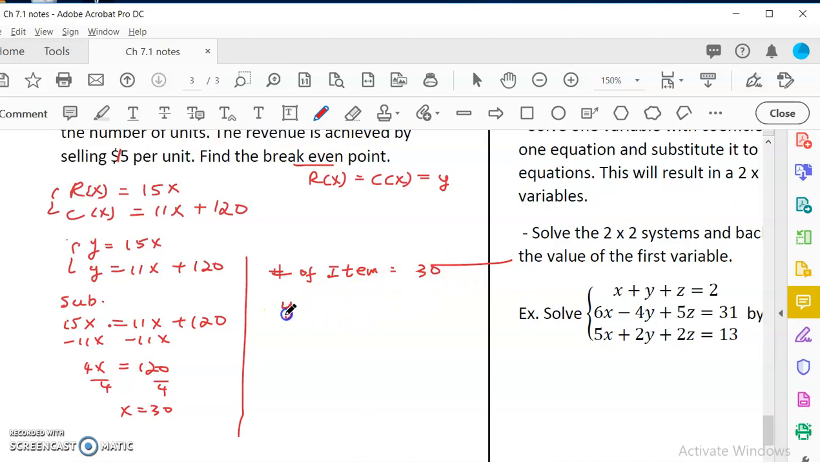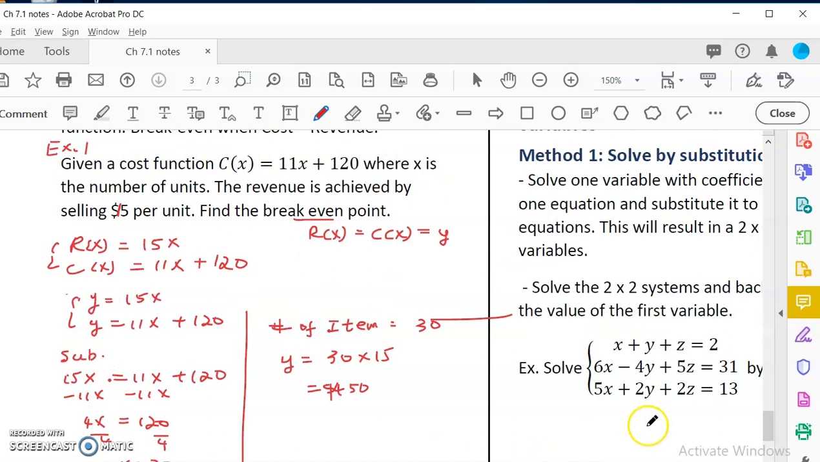And then what is the cost? The cost would be 30 times 15, or the revenue is the same, so $450. So when you earn $450, that is the point of break even.